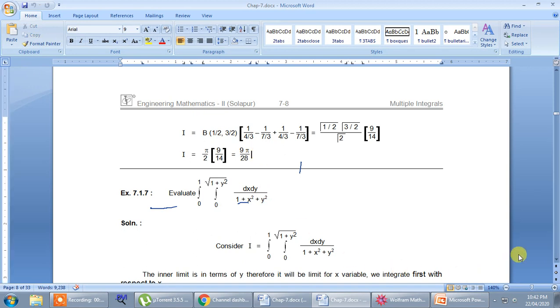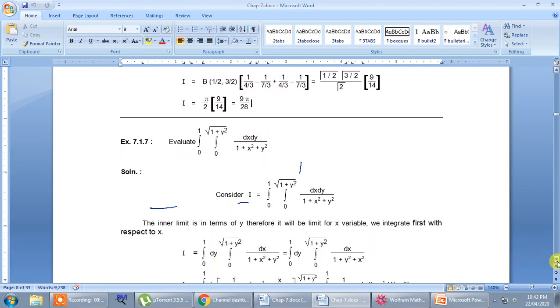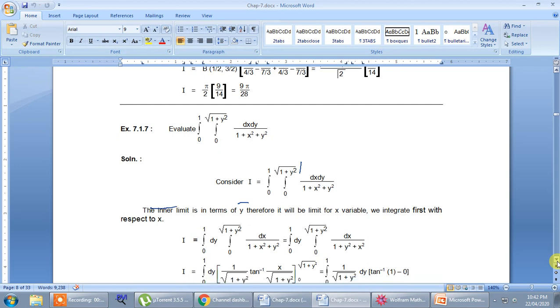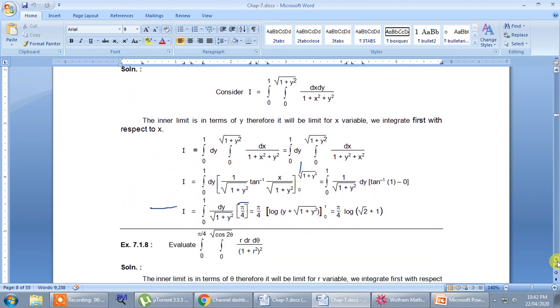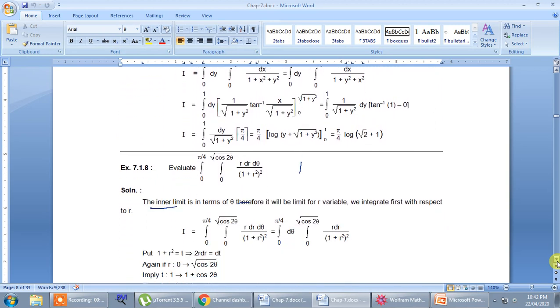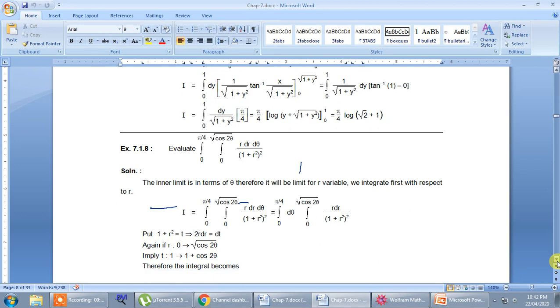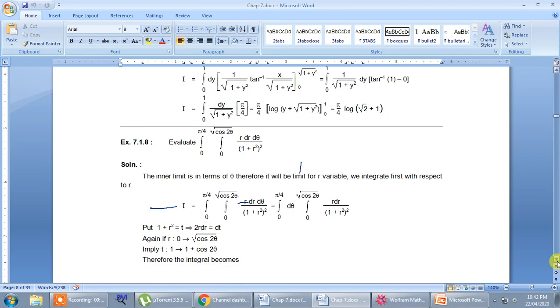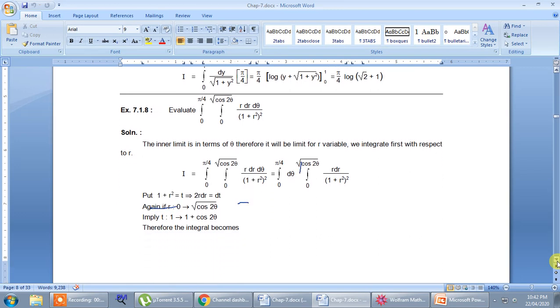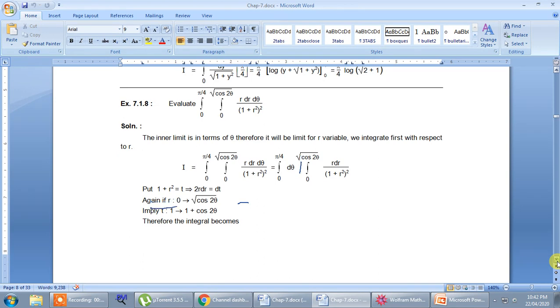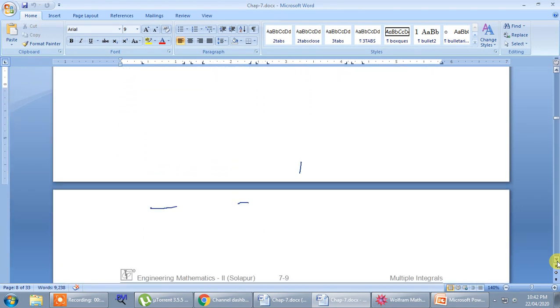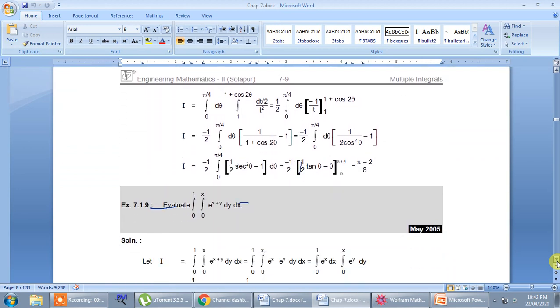Now if you look at the next problem, there are so many problems. All the problems I cannot discuss over here, so I insist you try to solve all the problems yourself. So see which one is the variable for the inner integration. If it is in terms of x, it will be the limit for y, therefore the first integration is to be carried out with respect to y. There are so many problems, you can check it out.